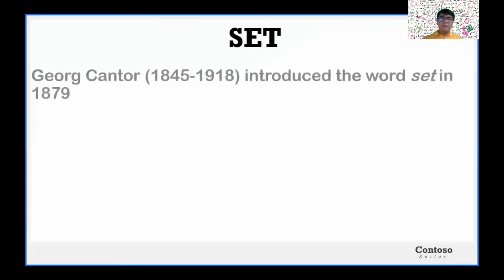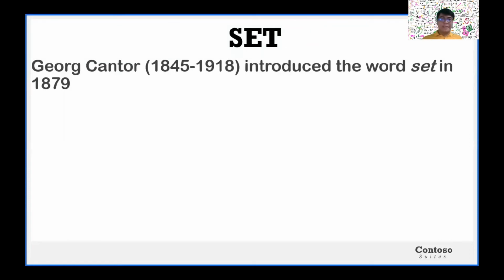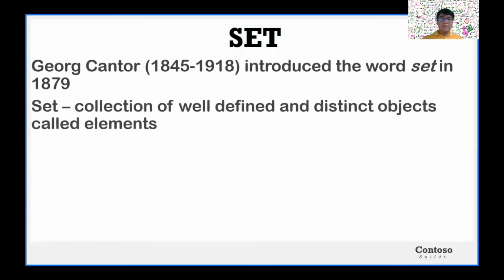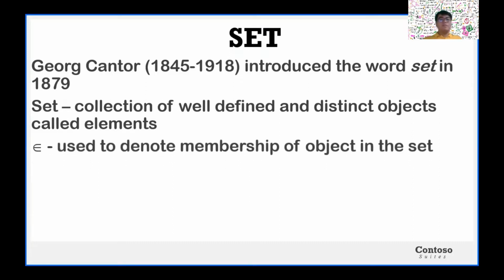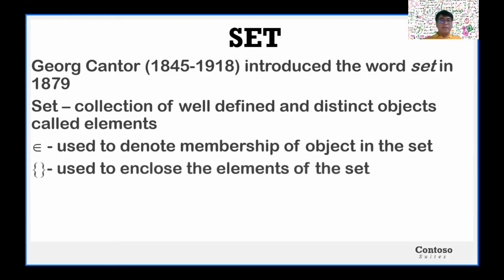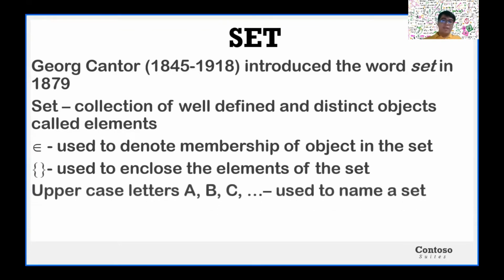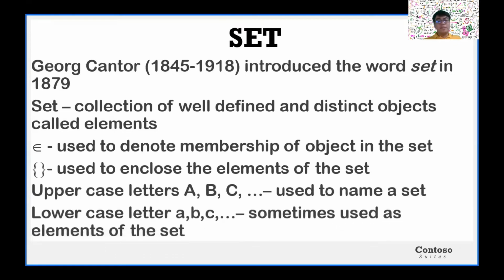What is a set? George Cantor introduced the word set in 1879. A set is a collection of well-defined and distinct objects called elements. The Greek letter epsilon is used to denote the membership of an object in the set, and the brackets are used to enclose the elements of the set. Uppercase letters A, B, and C are usually used to name a set, and lowercase letters a, b, c are sometimes used as the elements of the set.